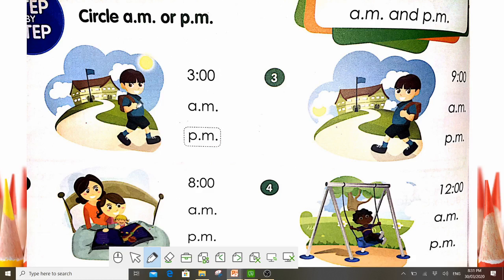3. He leaves the school. Good job. p.m. He goes to school at 9 a.m. This girl wants to sleep. a.m.? No. 8 p.m. Here, 12 a.m.? No, it's night. p.m. 12 o'clock. It's noon time.